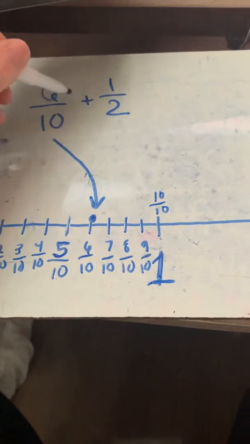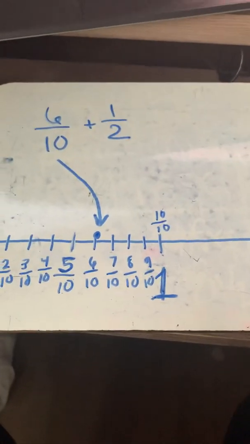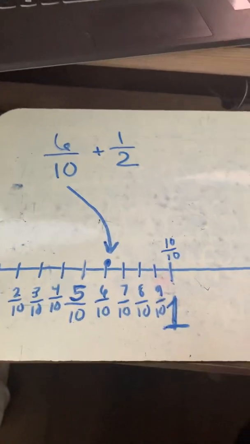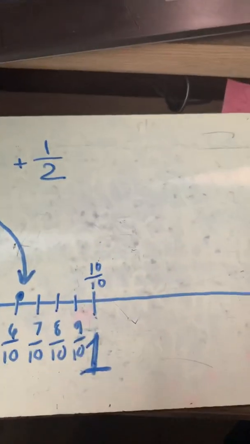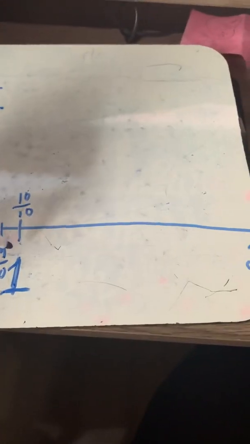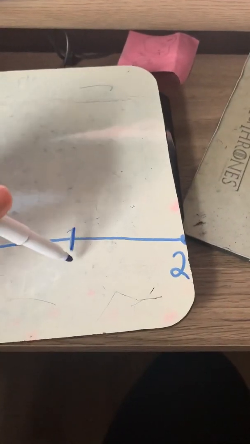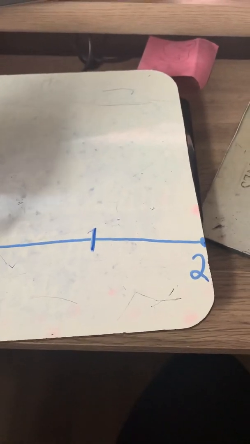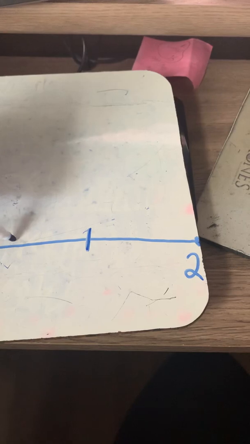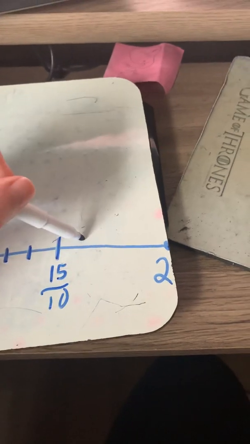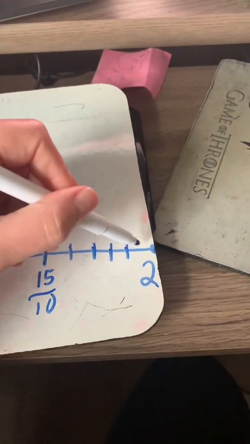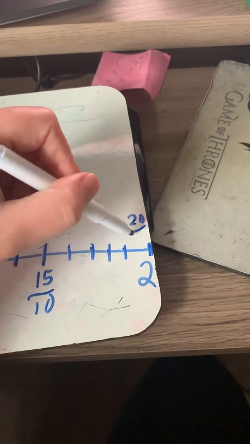So we're starting at 6/10 and we're adding a half to it. Now I can't really add a half to it because the 2 and the 10 are different. So as I did in my other example, I figured out the equivalent fraction to a half was 5/10. So this is what I'm going to do. I am going to partition my 1 and my 2 into tenths as well. So in the middle would be 11, 12, 13, 14, 15 tenths, 16, 17, 18, 19, and then the 2 would be 20 tenths.